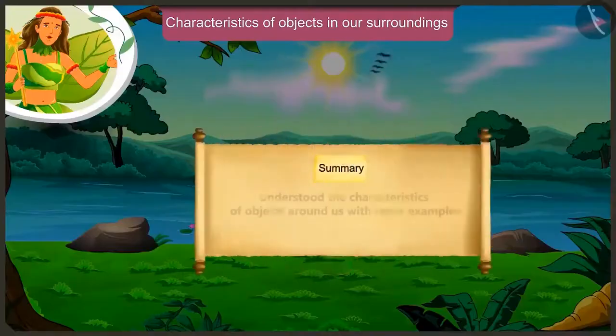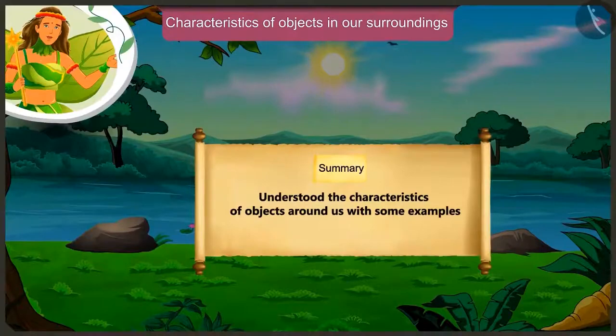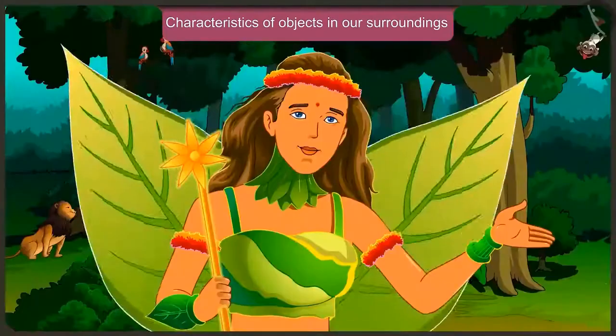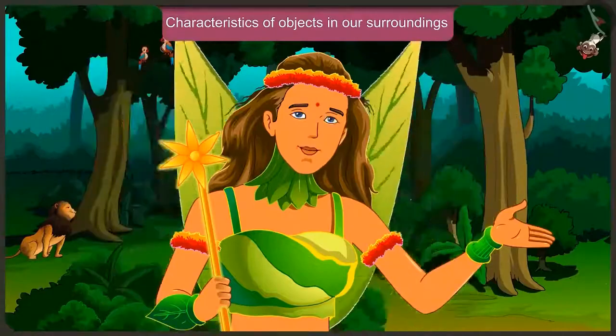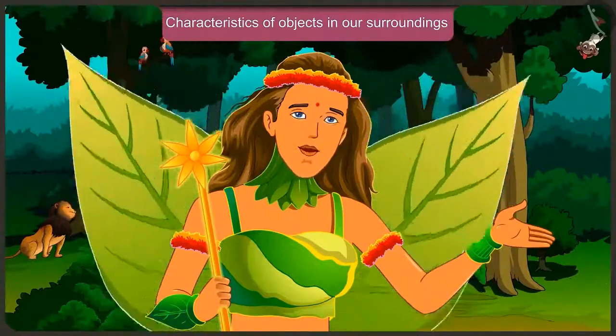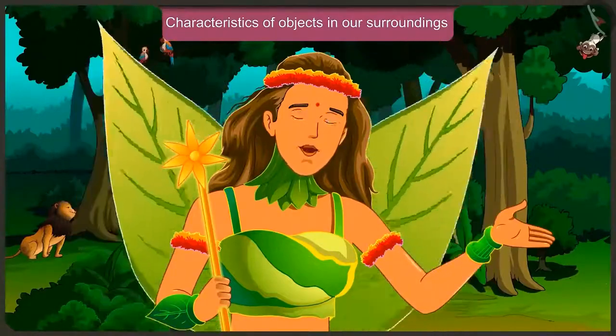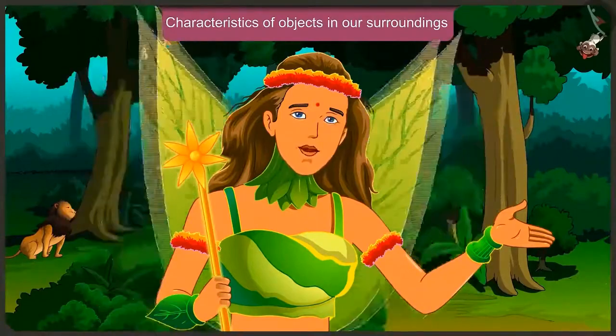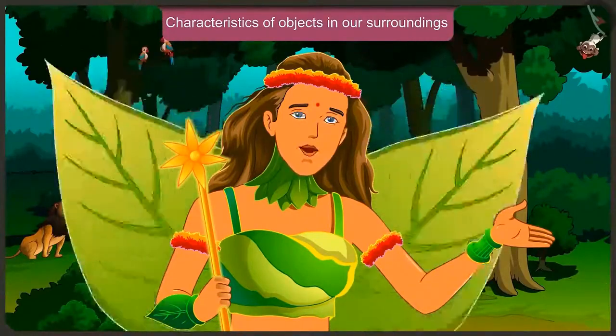Today we understood the characteristics of objects around us with some examples. In the next video, we will see the mistakes we make while understanding the characteristics of the objects around us.